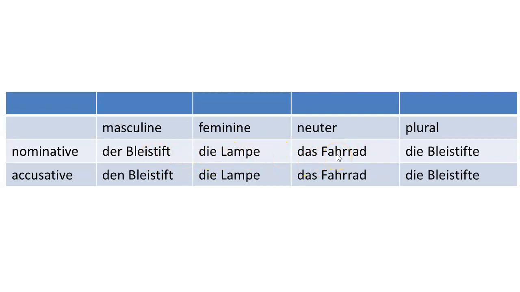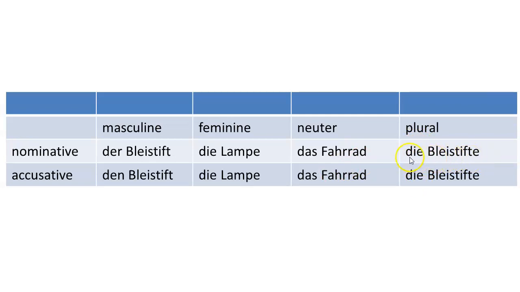When it's no longer the subject, when it's a direct object, it's in the accusative case. And what happens in the accusative case is, for the masculine nouns, you have to change the der to a den. This den is really the word der, but in the accusative case, it marks this noun here as a direct object. For feminine nouns, the nominative and the accusative case article forms are the same thing. For neuter, and also the same thing for plural, like die Bleistifte, the pencils.